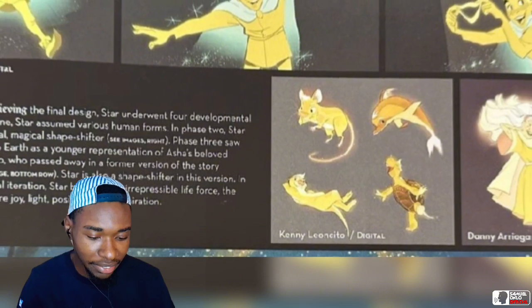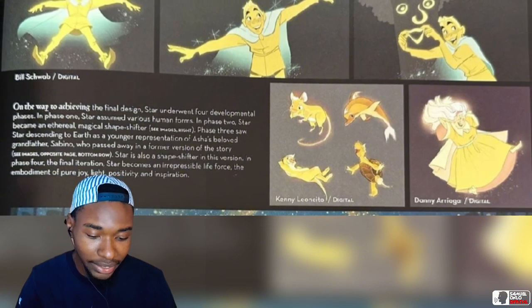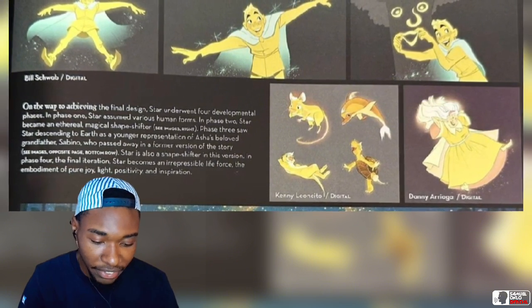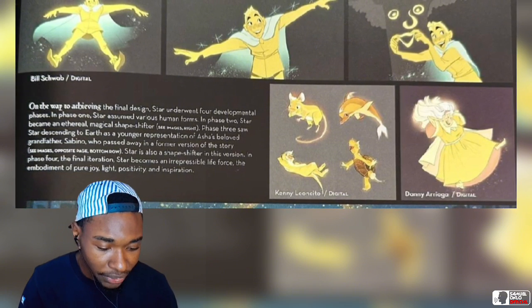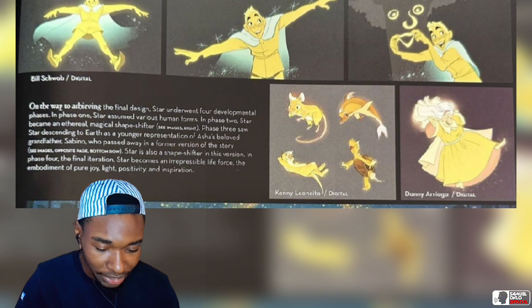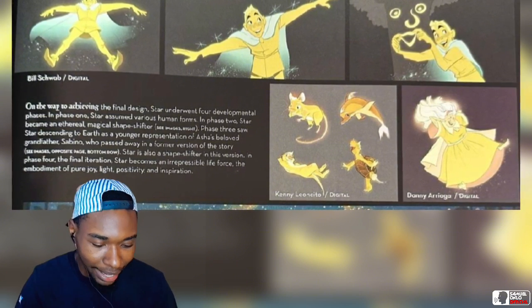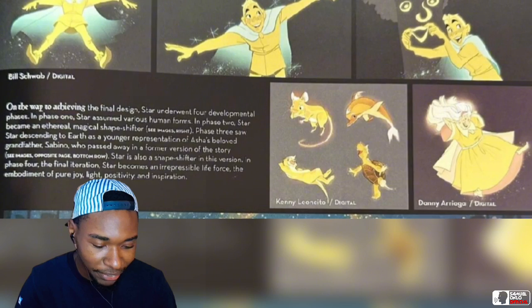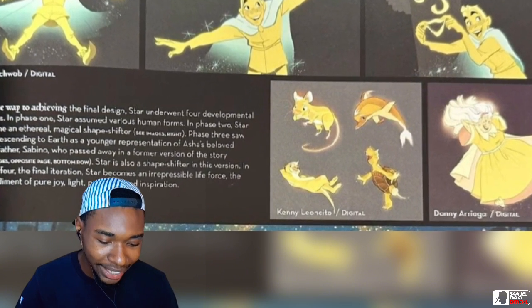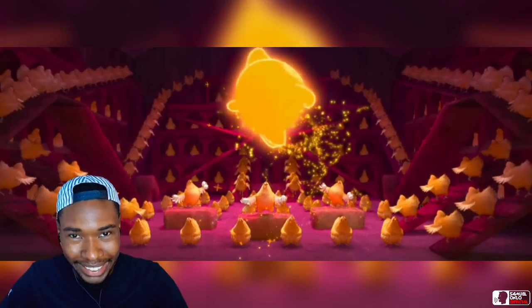Next, on the way to achieving the final design, Star underwent 4 developmental phases. In phase 1, Star assumed various human forms. In phase 2, Star became an ethereal magical shapeshifter. Phase 3 saw Star descending to Earth as a younger representation of Asha's beloved grandfather Sabino, who passed away in a former version of the story. Nope, I don't like this one at all. And then in phase 4, the final iteration, Star became an irrepressible life force, the embodiment of pure joy, light, positivity and inspiration, and also a huge form of merchandise.